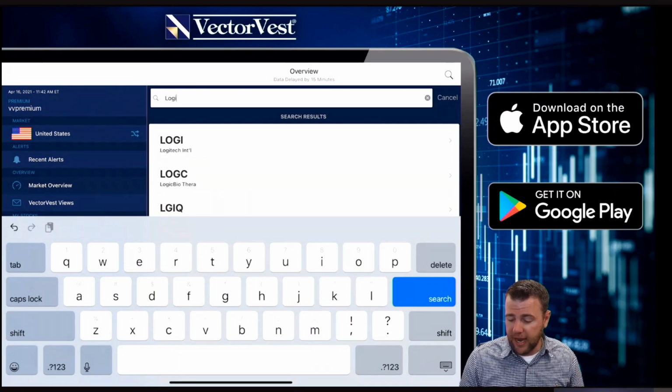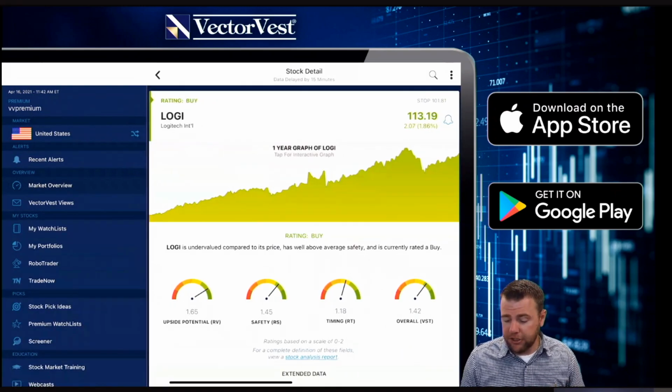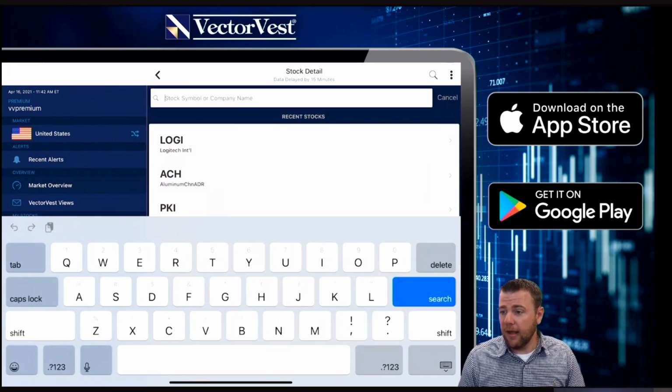All right, LOGI. LOGI, great long-term potential, solid fundamentals, nice steady uptrend. This stock is definitely favorable. All right, I'll do two more and then I'll wrap it up and pass it off to Glenn.